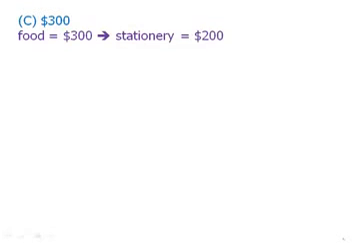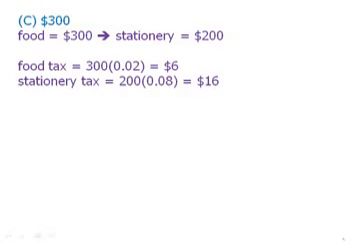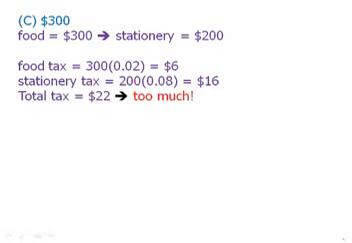So we're just going to pick C. We're just going to say, pretend 300 is the answer. That means they spent 300 on food, so they must have spent 200 on stationery. There's a 2% tax on food, so 2% of 300 gives us $6. There's an 8% tax on stationery, so that gives us $16. The total tax there is $22, and that's too much. They paid $19 in tax, so 22 is too much.